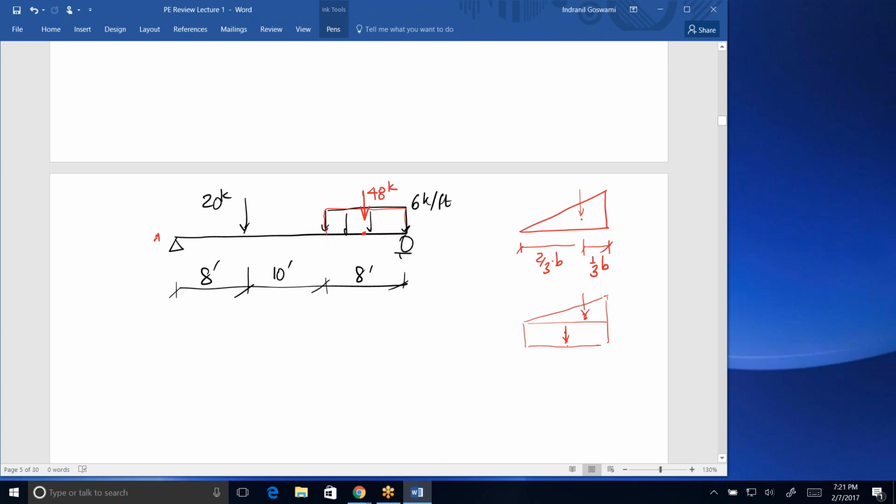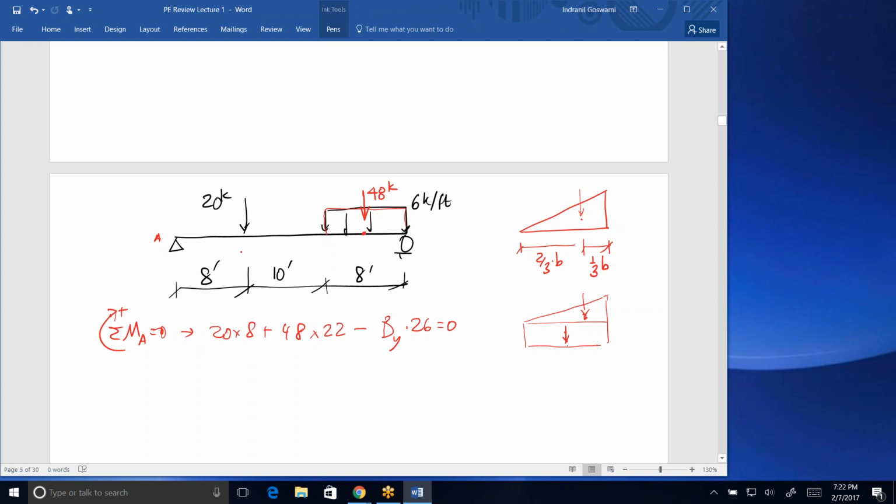Here, if I take moments about A, sticking to clockwise positive for no particular reason, I have 20 times 8 plus 48 times, what is that, 18 and 4, 22, minus By times 26 is equal to 0. I'm writing this out, but if you get really used to it, because rarely on the PE exam do they get too exotic with loadings and the type of structures and so on.